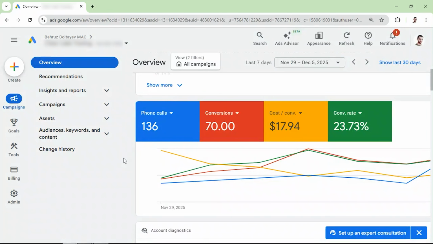So guys, we're in our Google Ads dashboard, and if you're running Google Ads and you want to increase the number of phone calls, here in this video we're going to go through some of the ways and which strategies you can apply that can help you to increase the number of phone calls with the goal of getting the same cost per phone call or cost per conversion.